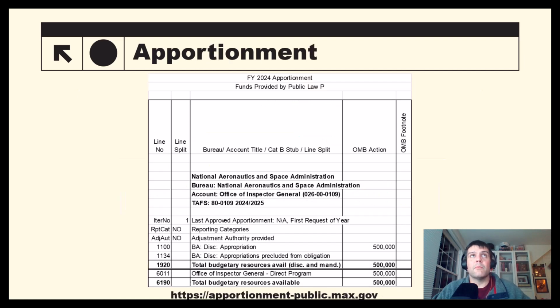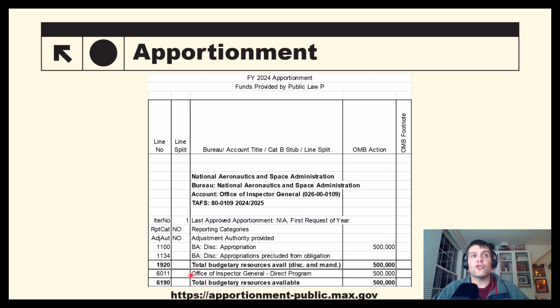Now we're going to look at your apportionments. To find the apportionment, you'll need to go to the apportionment schedule. As we mentioned, OMB makes this. So you'll see here on line 1100, I can see the amount apportioned for our fund, which is 500,000. Remember, this was the 2-year money out of that overall 47 million. We had 500K from 2024 and 2025 for NASA's Inspector General.